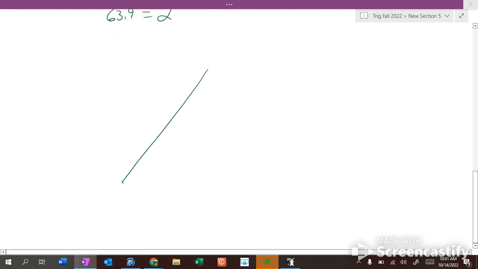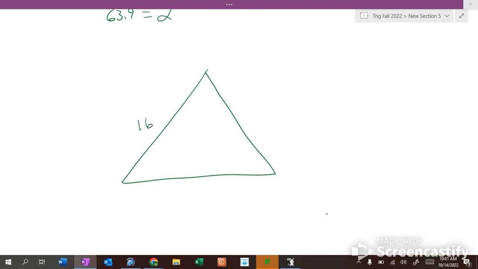Where there's more difficulty is when you have a side, side, side triangle with law of cosines. So if this is 16 and 21 and 18, alpha, beta, gamma. Let's just put them down like that. Okay, so A is 21, B is 18, C is 16. Now what do we do?